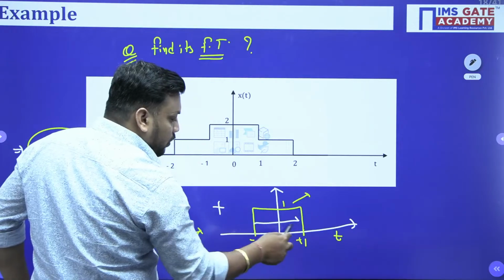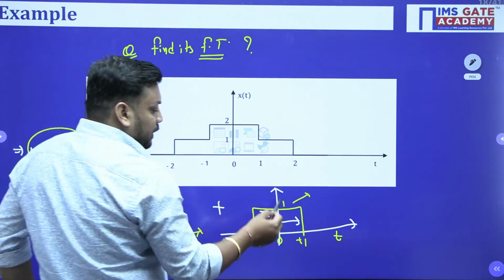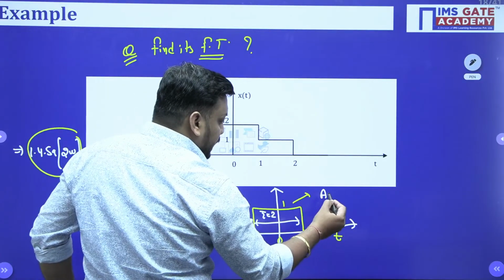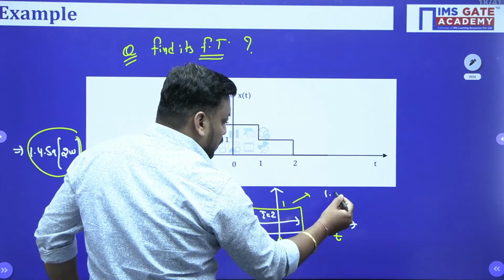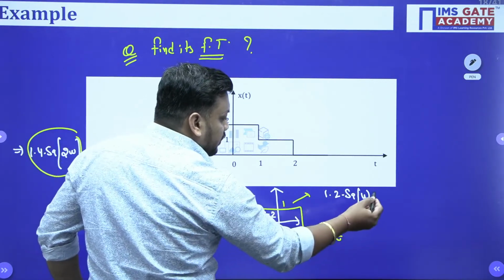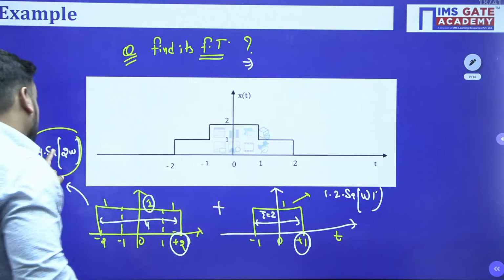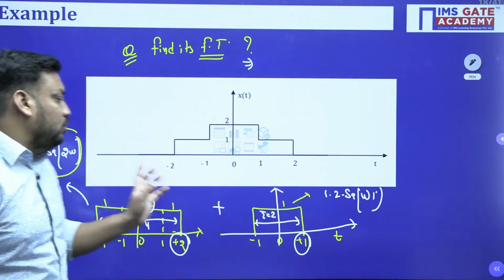So what is tau overall? Overall tau is 2 only, sir. Minus 1 to plus 1, magnitude is 1. So what should you write? You should write A tau sampling of omega tau by 2: A value 1, tau value 2, sampling of omega tau by 2. Tau by 2 value is 1 here. So the final answer that you are supposed to write: this is your X1 omega, this is your X2 omega. You have to add both.